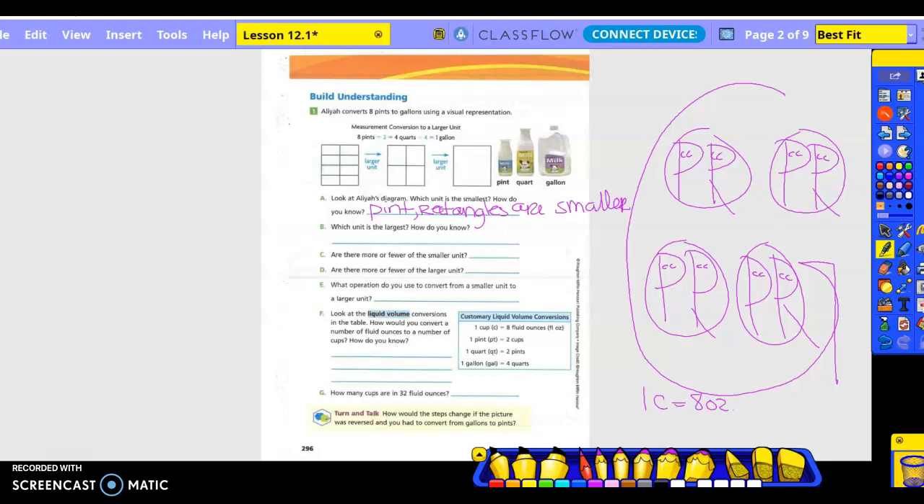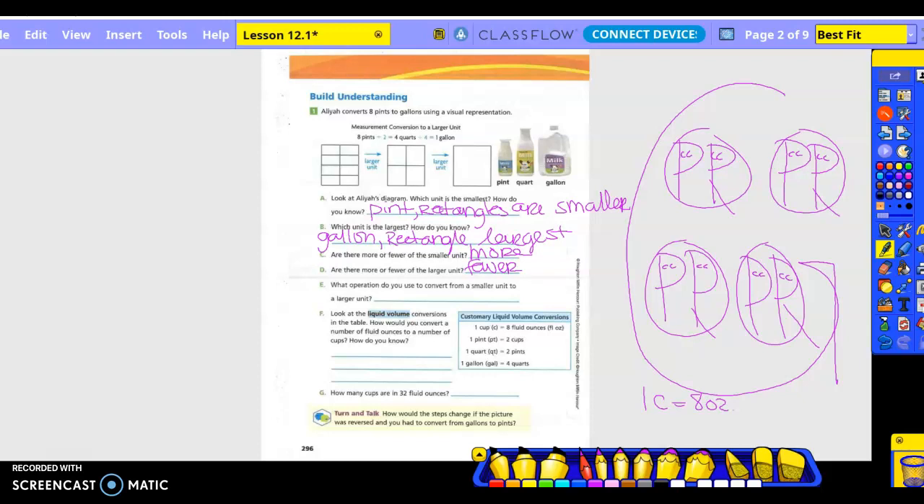Which unit is the largest? How do we know? Gallon. Its rectangle is the largest. Are there more or fewer of the smaller unit? There's more. We have more boxes for the pints than we do the gallon. Are there more or fewer for the larger unit? Fewer, because for the pint we had 8 and for the gallon we only had 1.